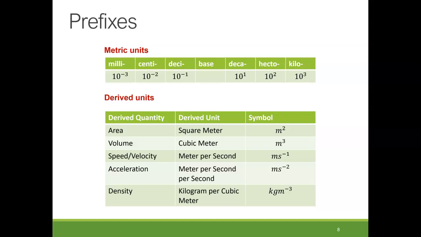The metric system is one of the preferred methods of measurement in international math and science. One of the nice parts about the metric system is that we can use a prefix to represent these base 10 multiples of a quantity. So if we talk about a millimeter, that's 10 to the negative third of a meter, so 0.001.